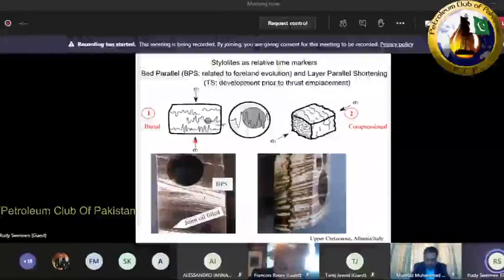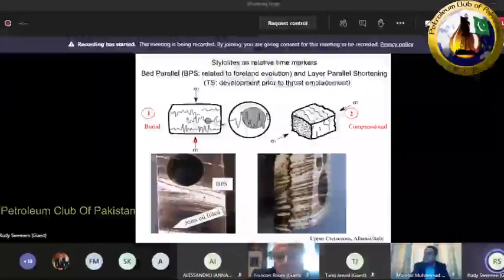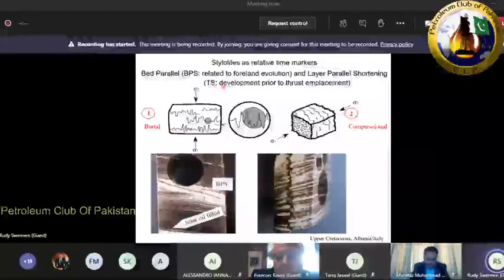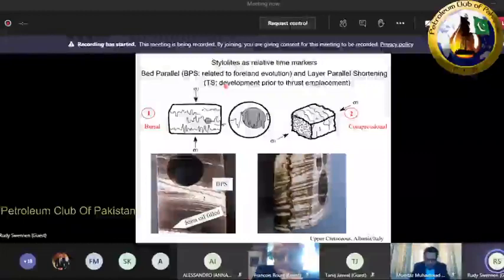However, with tectonic shortening, we will have compressional phenomena. The sigma 1 will be in a horizontal direction, and we will potentially start to develop layer parallel shortening stylolites or tectonic stylolites. And structural geologists tell us that this is happening prior to the thrust emplacement. So in the front zone of the thrust sheet that is moving by the tectonic forces, there you will have the tectonic stylolites developing.